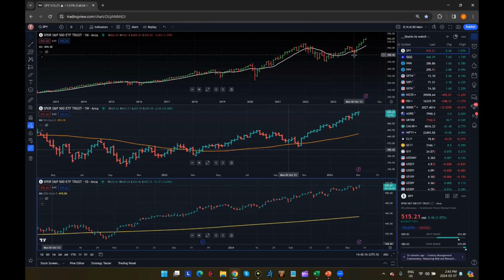So again, on the monthly time frame, you want to use a 10-period simple moving average. On the weekly time frame, you want to use a 50-period moving average. And on the daily, you're looking at a 200-period simple moving average. That is it. It is very simple to follow. Doesn't take a lot of time.